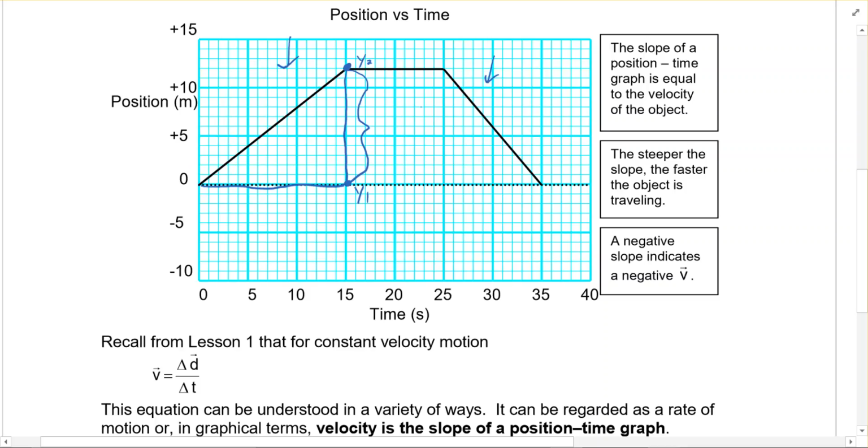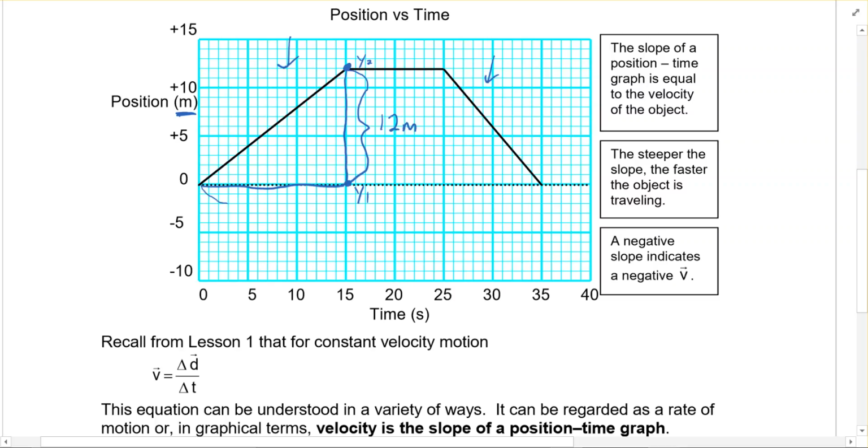You need to make sure that you're looking at what your scale is and making that relevant to what your rise is. But anyway, if I'm going up, I'm going to say this point up here goes up to 12. So 12 minus 0, my rise is just going to be 12. So my rise is 12 meters, right? That's because my y-axis is in meters. Rise is 12 meters.